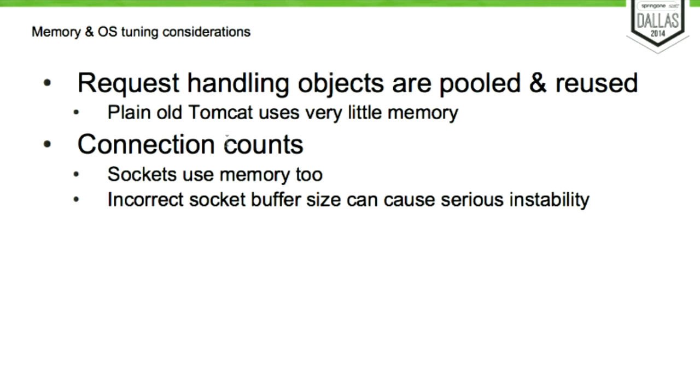So that's a very small amount of memory to be using. When you start to see requests coming in, Tomcat does have some strategies for making sure that it doesn't increase object allocation unnecessarily. For example, the request handling objects that the connector uses are pooled and reused. So we don't see a lot of spurious object production in Tomcat.